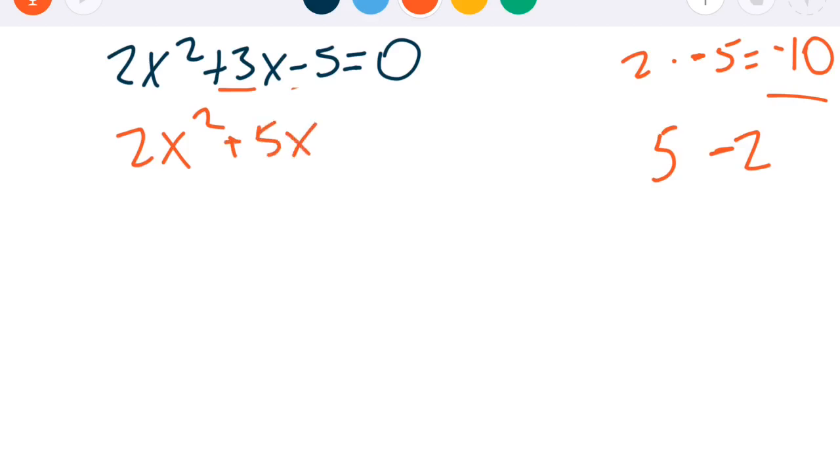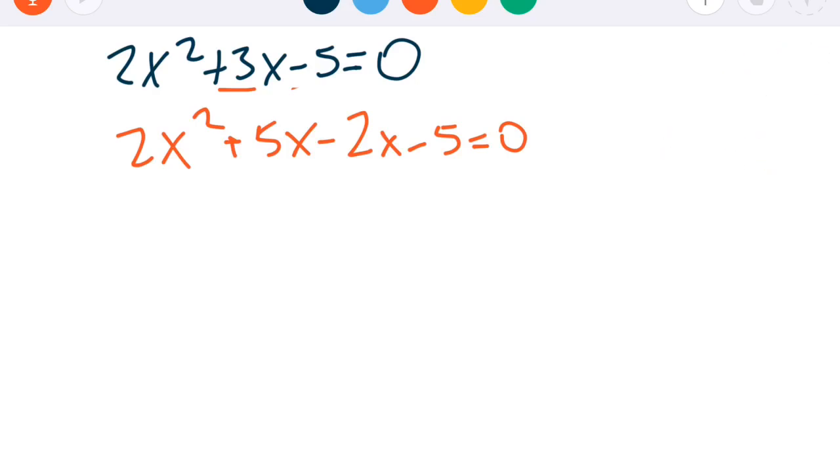I'm going to go ahead and erase this stuff over here. So what we basically did is we separated that middle term in a way. 5x and minus 2x, if you simplify that, you get 3x, which is what we started with. But we kind of expanded the problem. Now we're going to group the two. So we have 2x squared plus 5x. And then we have negative 2x minus 5.